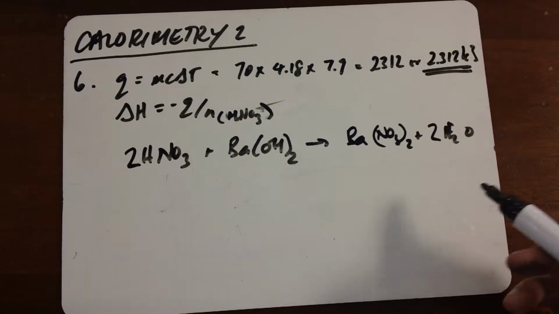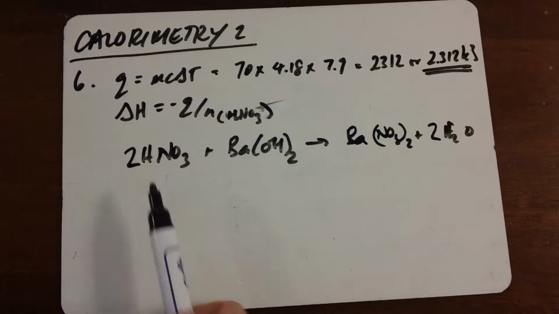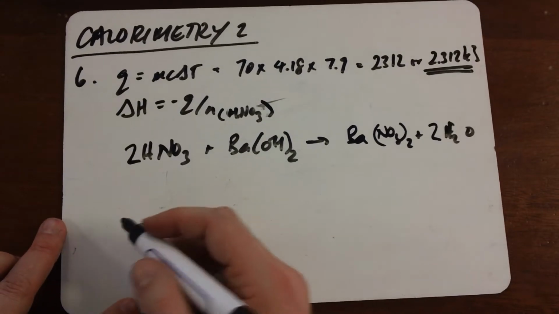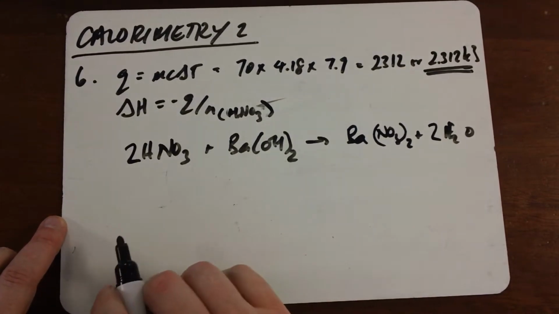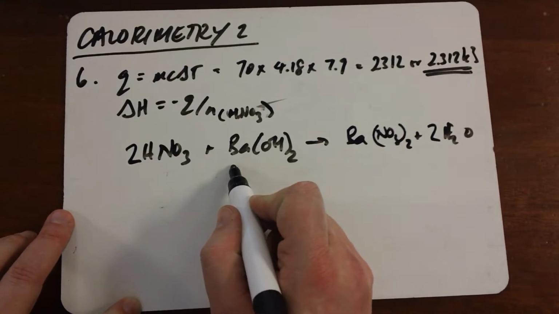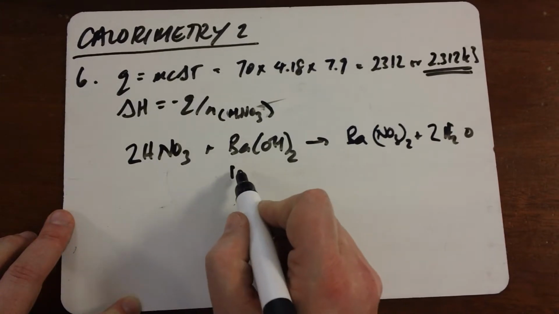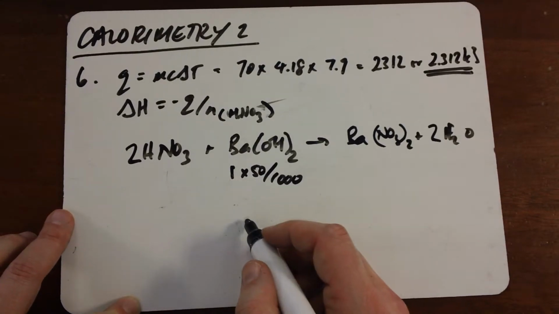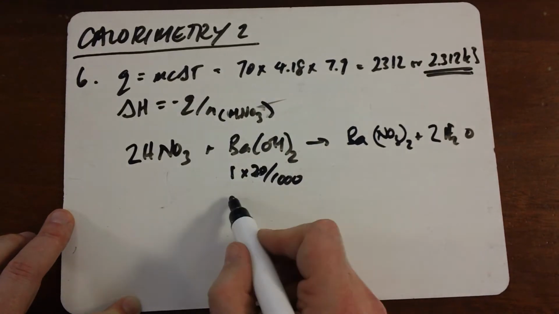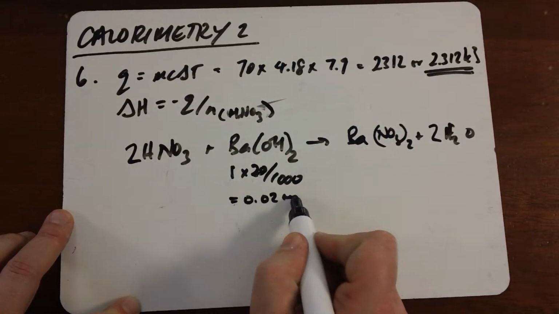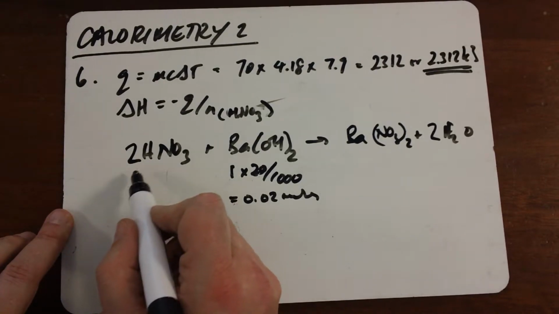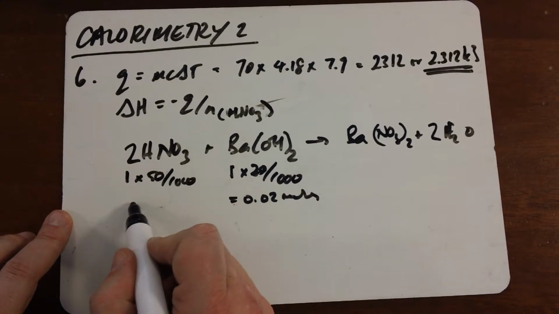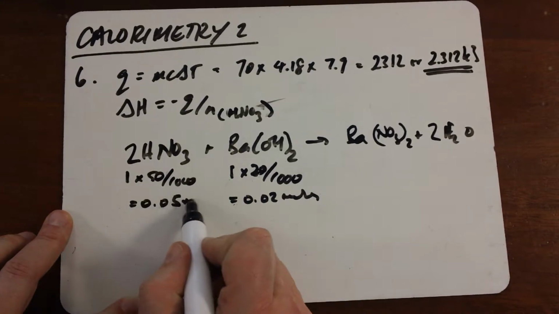Now, the question asks for us to use the number of moles of this that's reacting. So the first thing we need to do is to work out the number of moles of each, and to do that for both solutions, it's MV over 1000. So for this one it's going to be 1 times 50 over 1000, which equals 0.05 moles. For this one it's 1 times 20 over 1000, and that equals 0.02 moles.